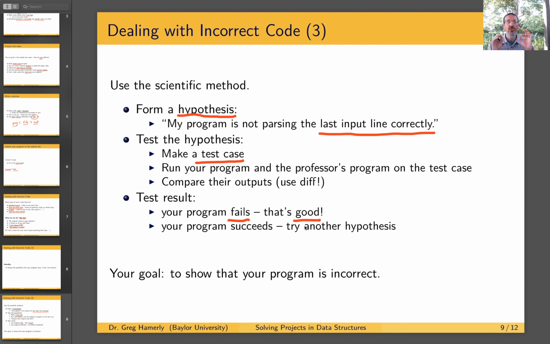So now all you have to do is trace through your program and figure out why it's behaving incorrectly. If you can't trigger the bug, you can't identify how to fix the bug, if you don't know what the bug is and you can't trigger it. Now, if your program succeeds on that test case, as I said before, that doesn't show you anything. You know that your program's wrong. You need to try another hypothesis. So form another hypothesis, make a test case for that hypothesis, and test again. And again, in all of this, in the scientific method testing, your goal is to show that your program is incorrect, not to show that it's correct, okay?